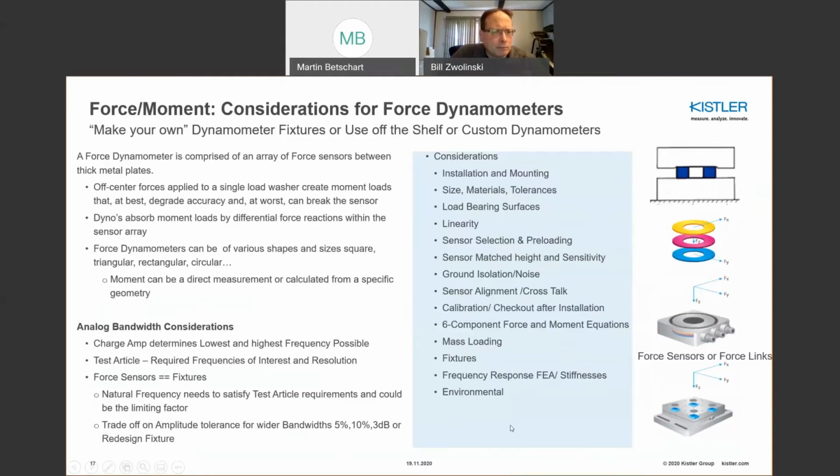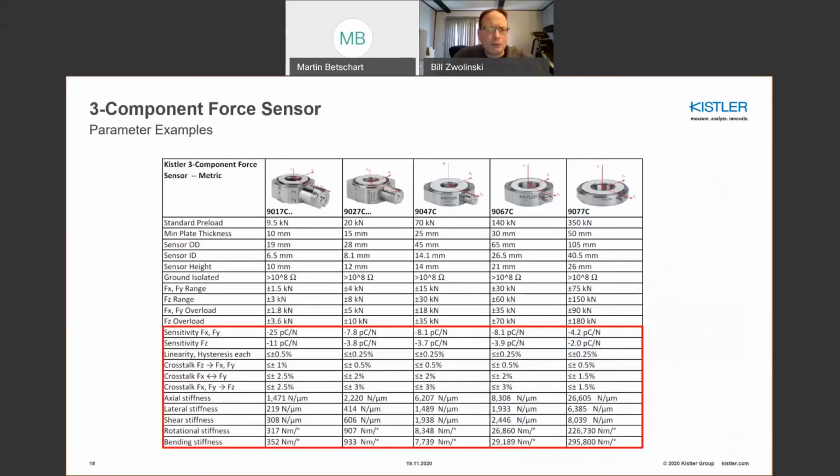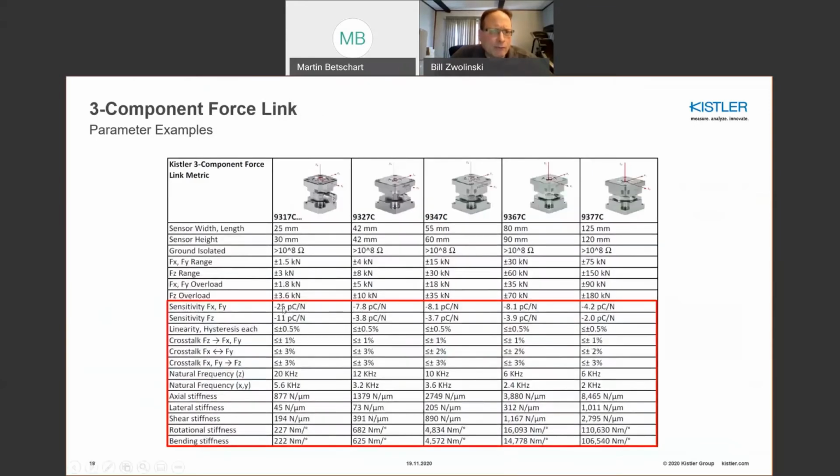But I wanted to give you a list anyways to keep in mind that when you're approaching a force solution, there are many considerations, some more important than others, but all relevant to making a precise measurement. What I show here is just a table of parameters with typical 3-component force sensors. And there's a force sensor, and there's also what we call a force link.